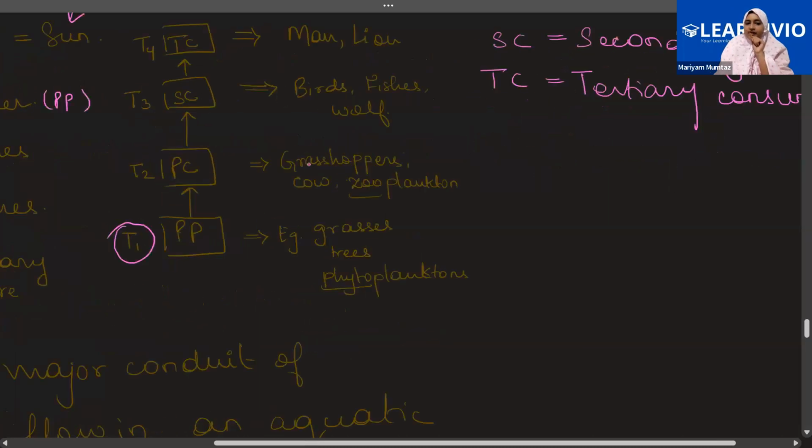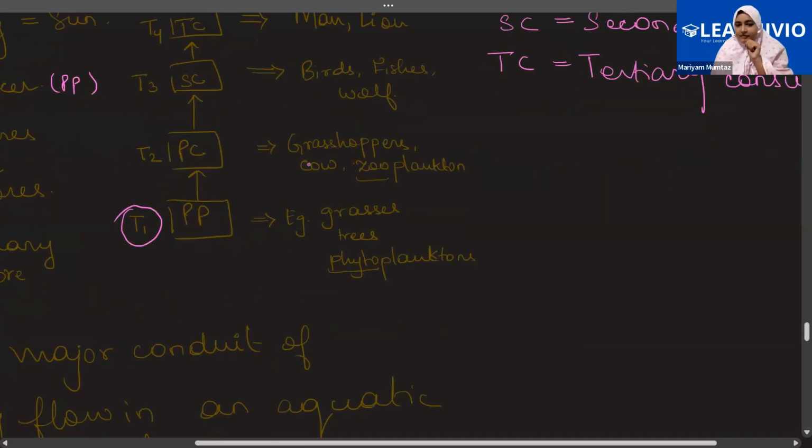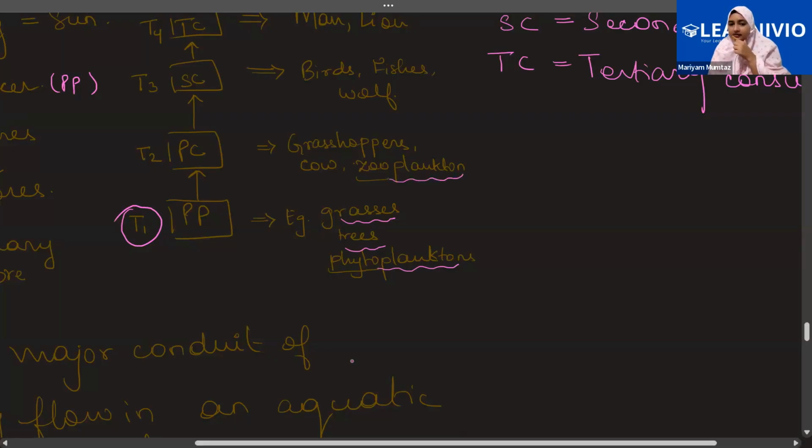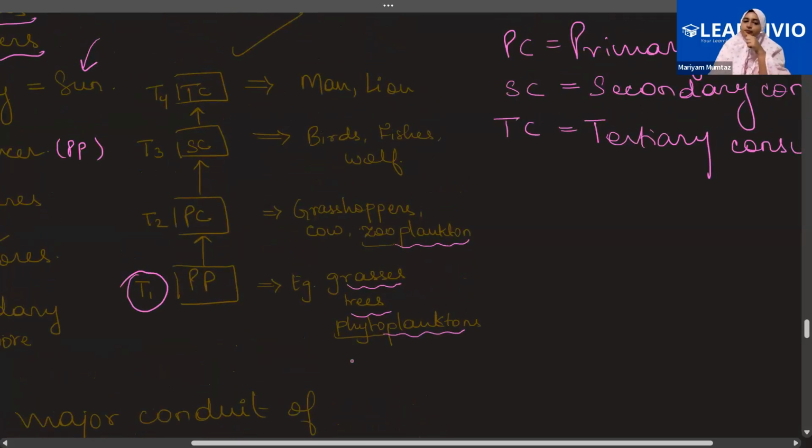So the first trophic level is formed by the primary producer, that is the grass, the trees, or the phytoplanktons in the case of water. Then comes the primary consumer, that becomes grasshopper for grasses, cow for grasses, and then zooplanktons for phytoplanktons. From there would come the secondary consumer, that is the bird, fishes, and the wolf, which will feed on the primary consumer. Ultimately, there comes the tertiary consumer, which is the man or the lion.